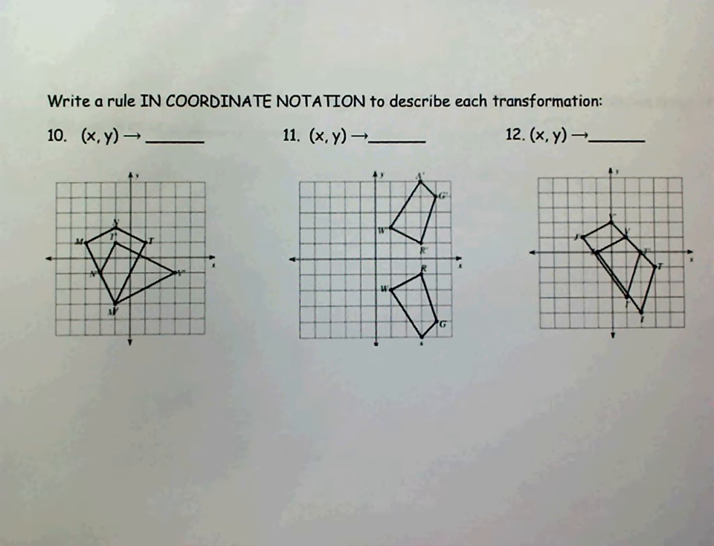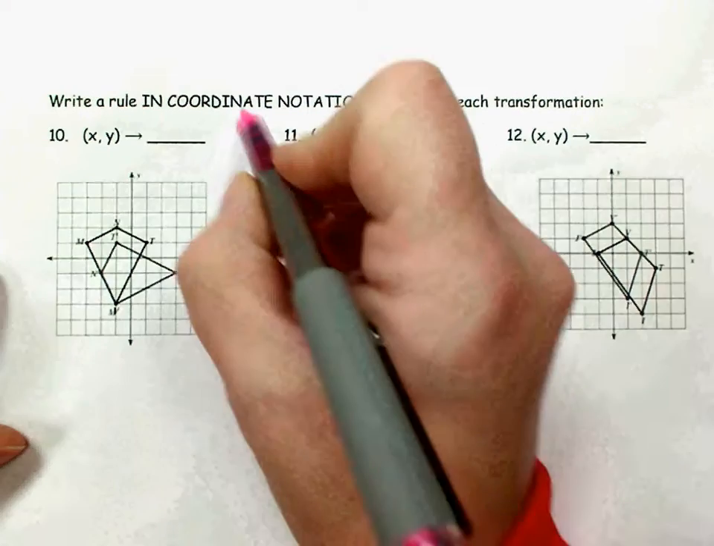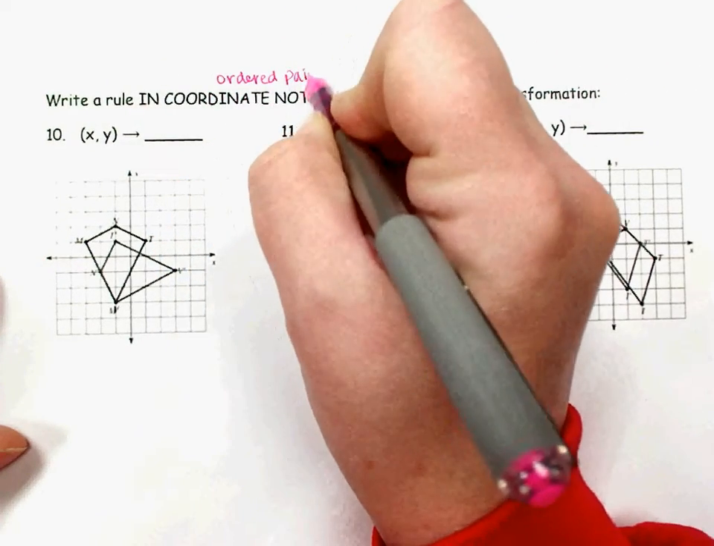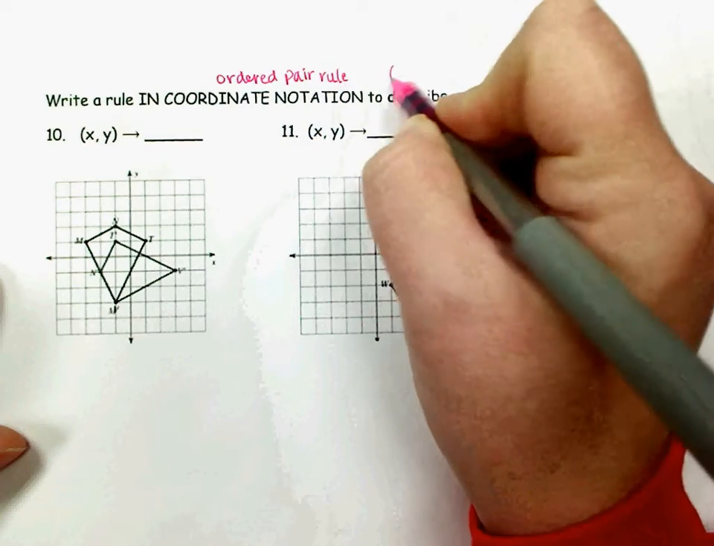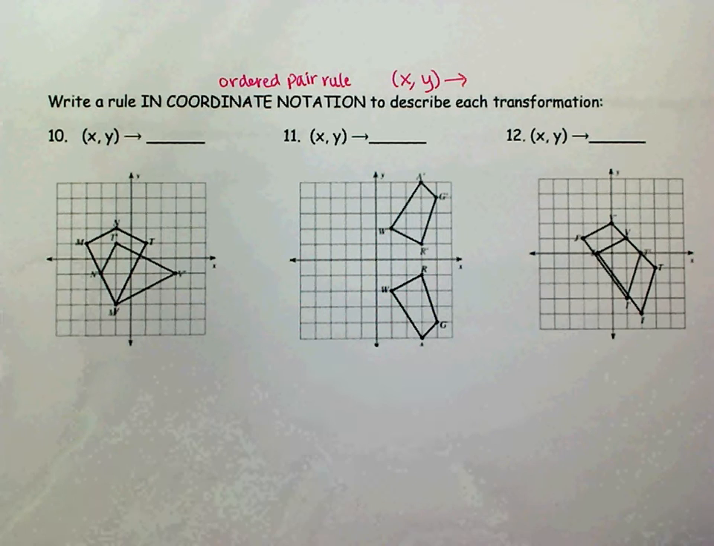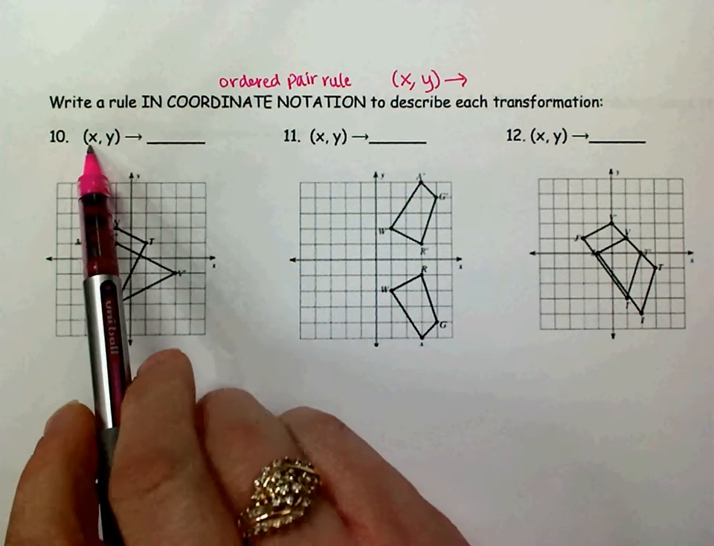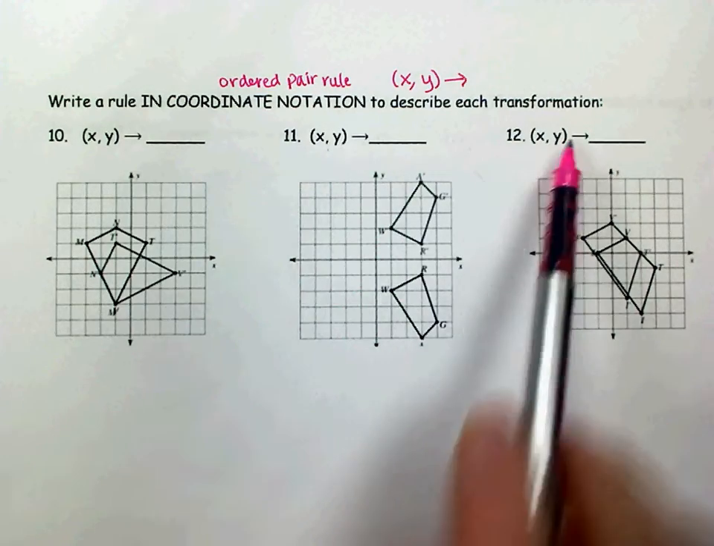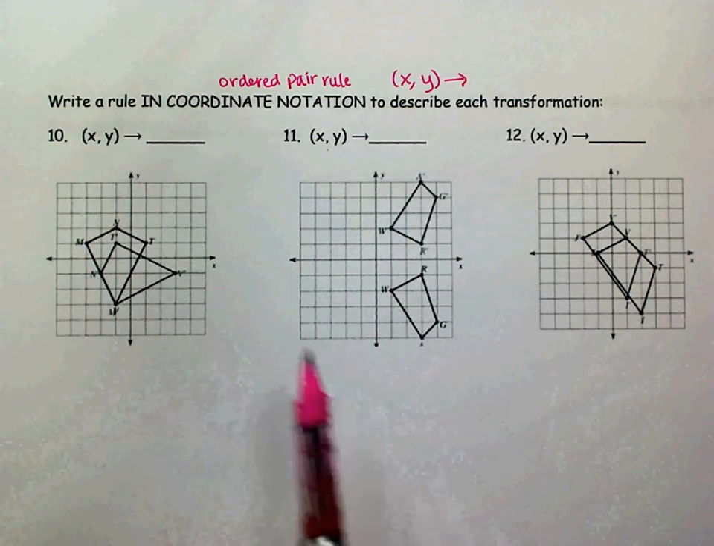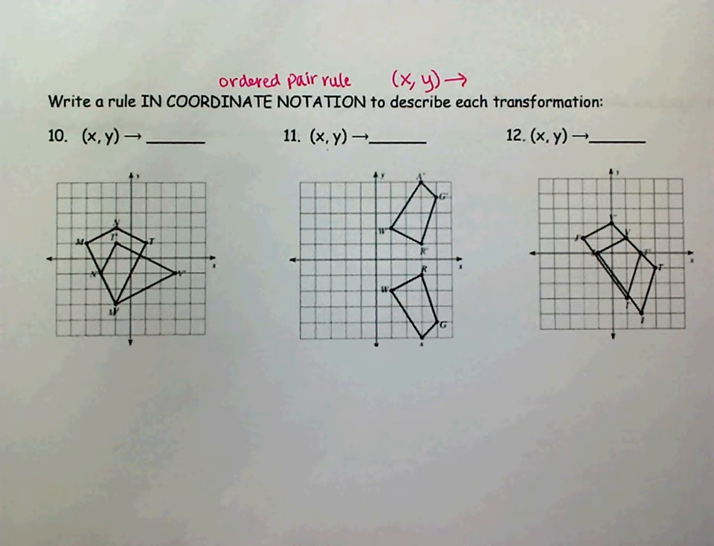Numbers 10 through 12, our directions tell us to write the rule in coordinate notation to describe the transformation. Coordinate notation is the same thing as an ordered pair rule. Remember, an ordered pair rule always says what you're doing to the general point x, y. You're mapping it to a new point by doing something to the x and doing something to the y. Well, we've already got the first part of the ordered pair rule that is given to us. We just have to fill in the effect on x and y from each one of these transformations.